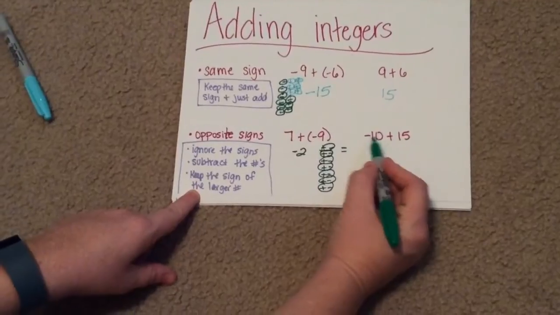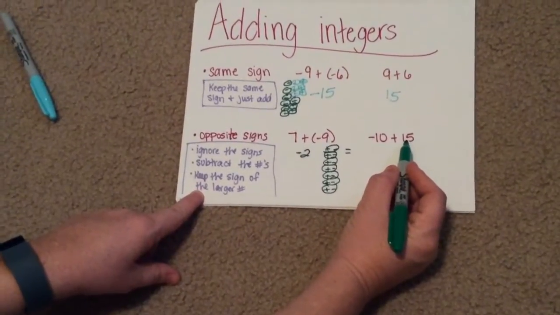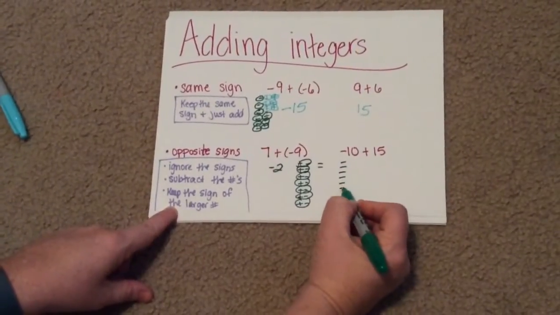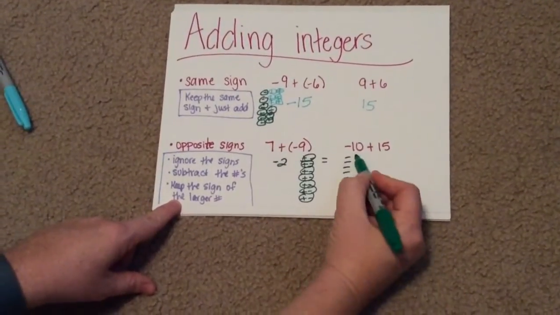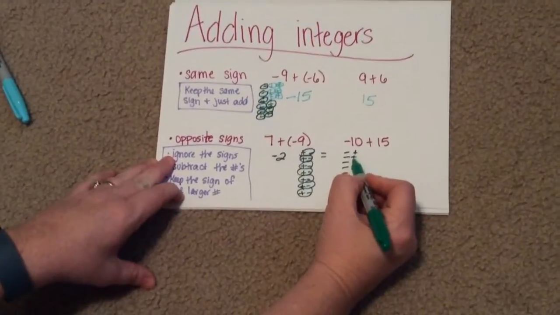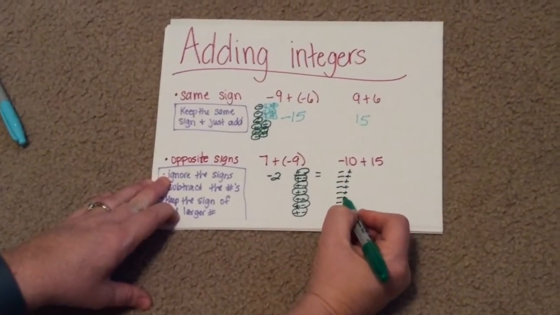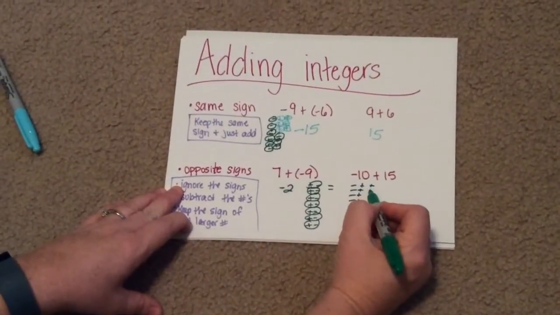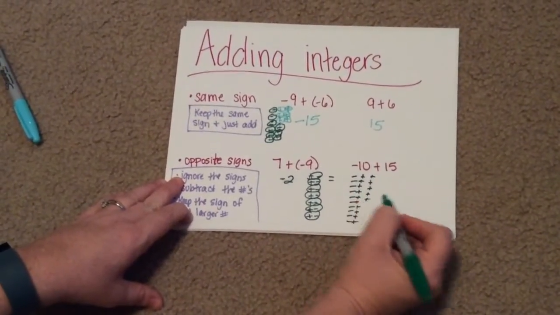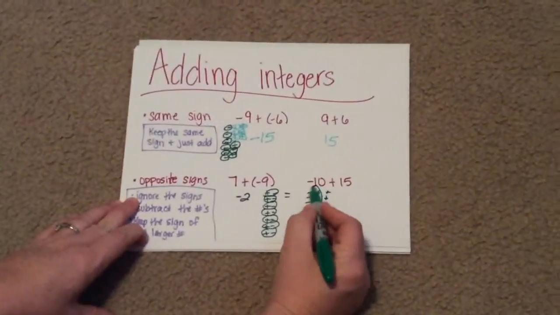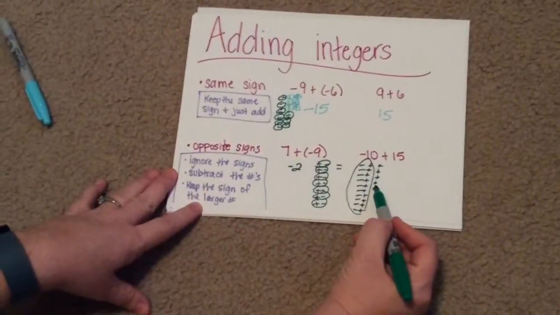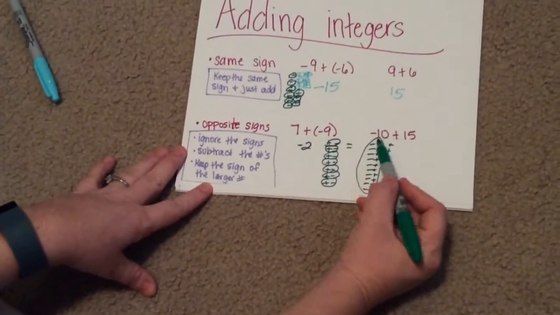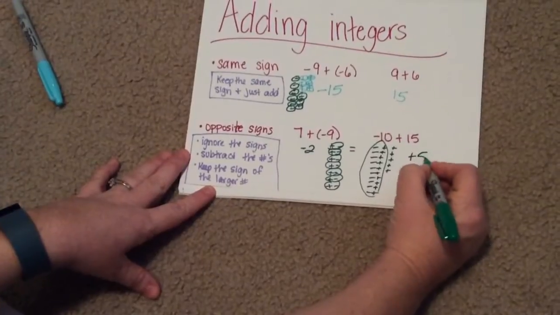This one is 10 negatives plus 15 positives. So I have 10 negatives: 1, 2, 3, 4, 5, 6, 7, 8, 9, 10, and 15 positives. When I do that, these first 10 positives will pair up with those first 10 negatives, and they make 0 pairs. All these are 0 pairs. They have a value of 0. But then I'm going to have 5 more positives than negatives. That means my answer is a positive 5.